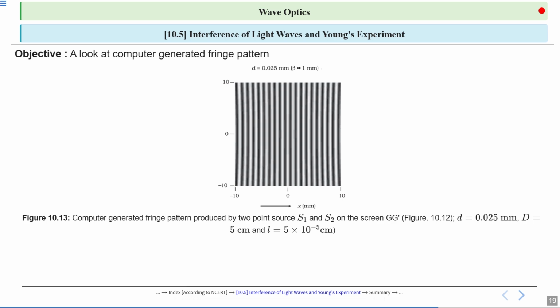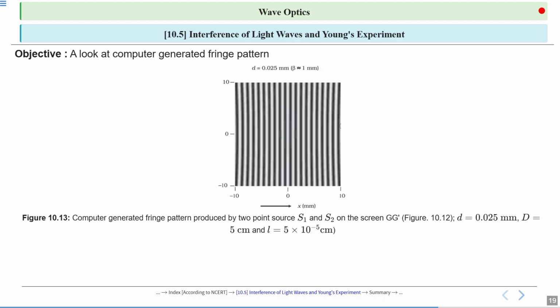Now we are going to explore the fascinating world of wave optics, focusing on computer generated fringe patterns. Notice the image on the slide which shows a pattern produced by two point sources S1 and S2 on a screen. This setup is a classic example of how wave interference can be visualized. Pay attention to the parameters. The distance between the sources, d, is 0.025 millimeter. That is a small distance, 25 micrometer. Can you imagine that distance?